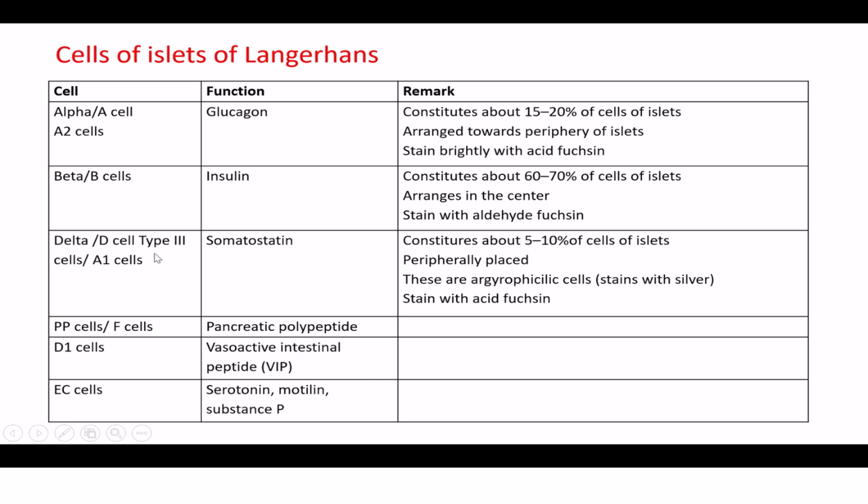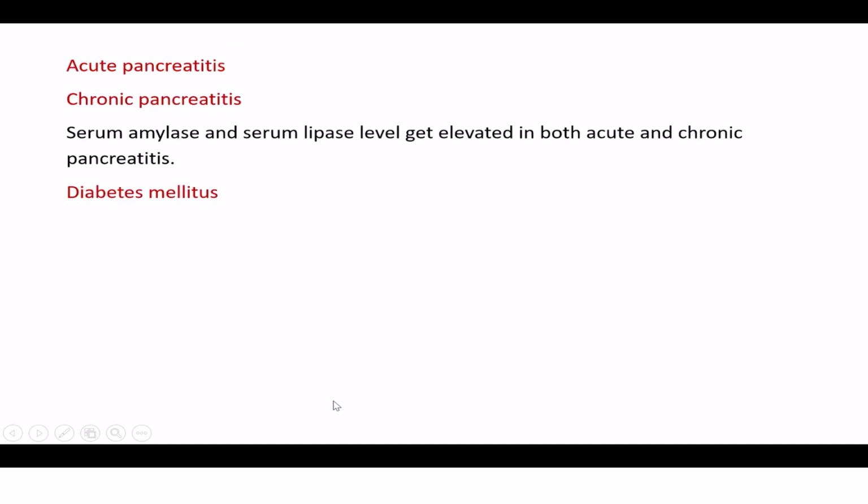Then delta cells or D cells, which are the type 3 cells, also called A1 cells. They secrete somatostatin, constitute about 5 to 10% of the cells of the islets, and are peripherally placed. These are argyrophilic cells, which stain with silver. They also stain with acid fuchsin. Then PP cells or pancreatic polypeptide cells or F cells. Then D1 cells, which secrete vasoactive intestinal peptide, and enterochromaffin cells, which secrete serotonin, motilin, and substance P.